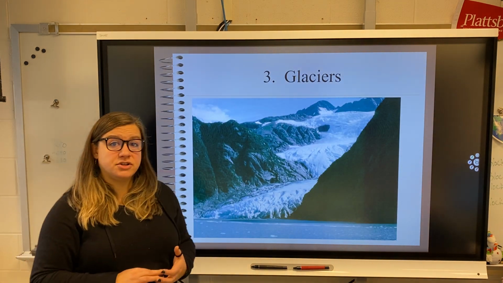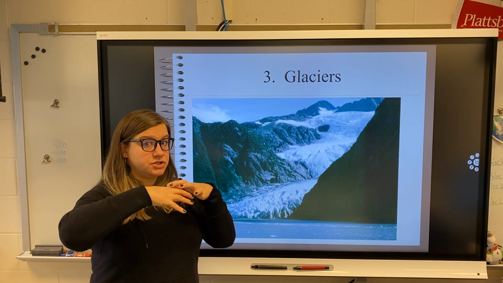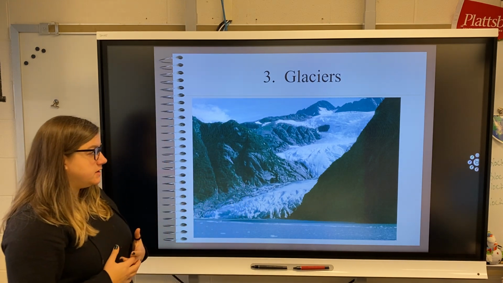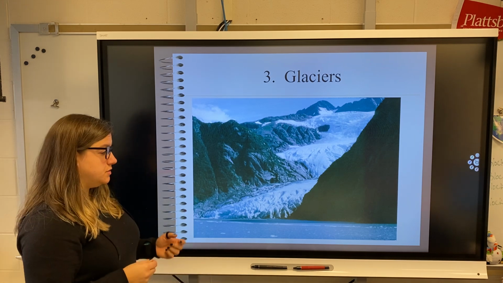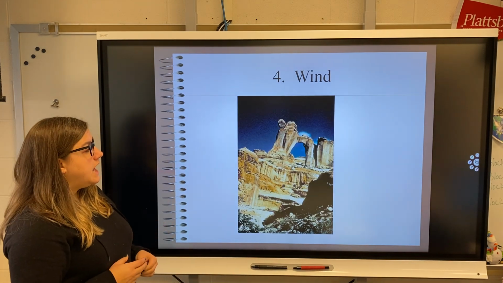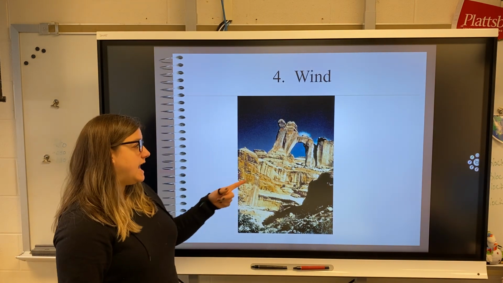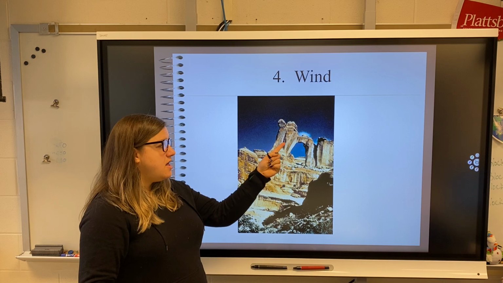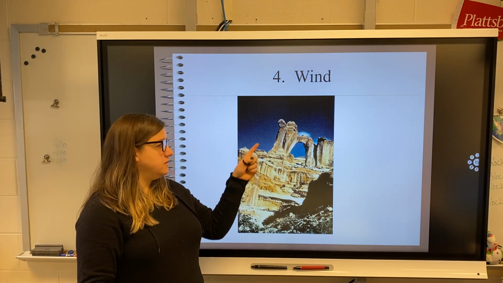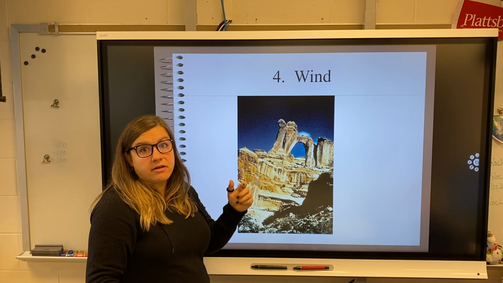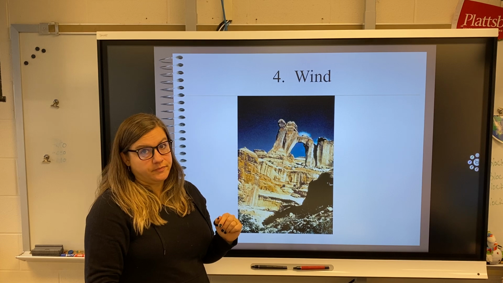Then we have glaciers. Glaciers are those giant ice cubes that are on land and they do slowly move. Glaciers are moving all the time. They don't seem like it, but they move ever so slowly. And then you have wind. Wind will cause sediments to fly around, and actually this curved part in here, that was all caused by wind blowing the sand particles around over hundreds of thousands of years, causing that large arch.